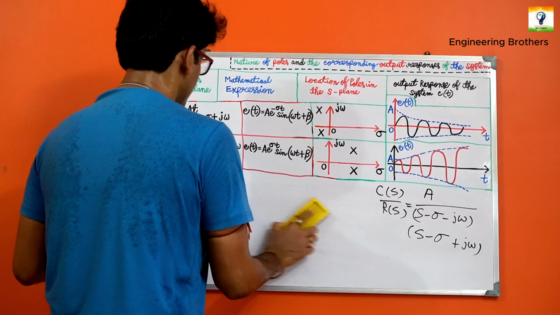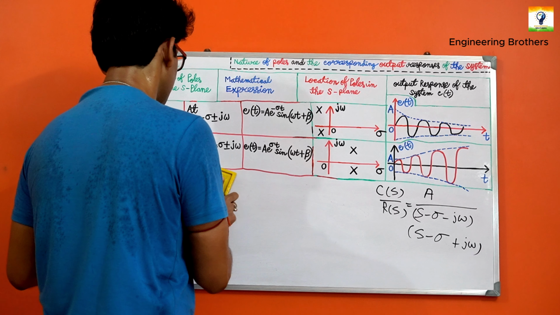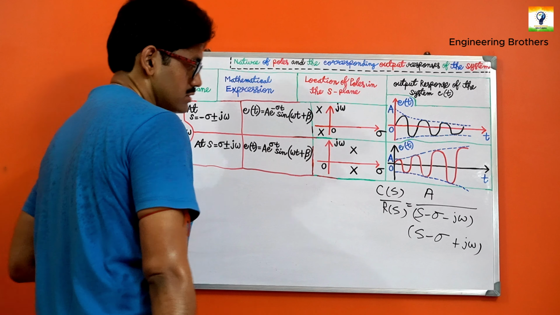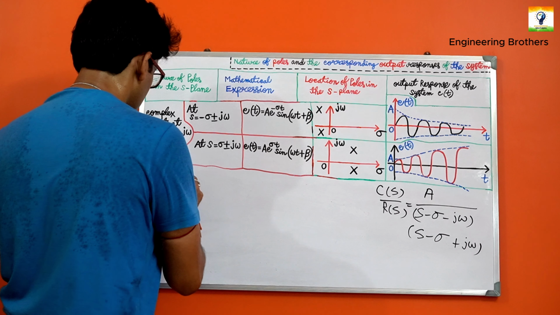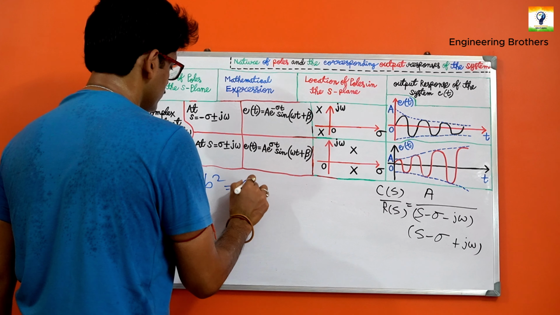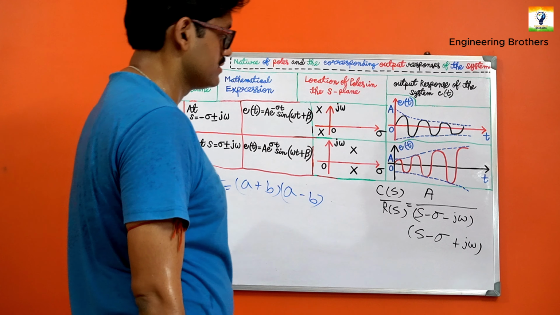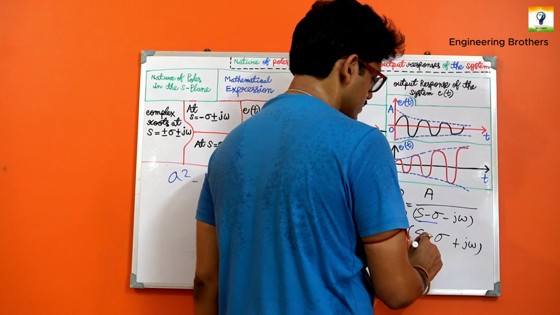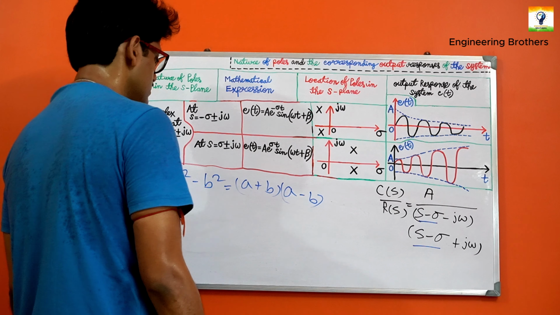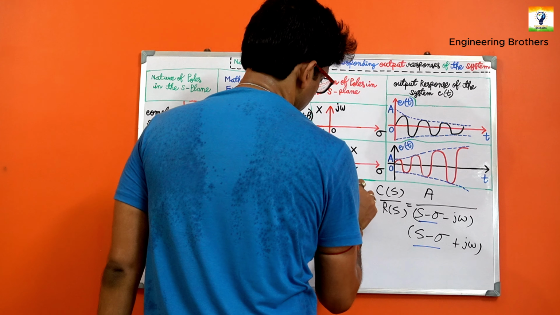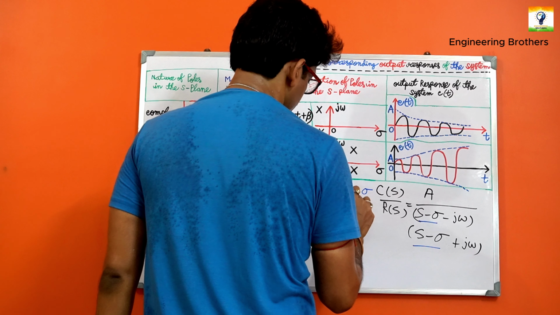Now let us solve that, and how to solve these given equations is the most important consideration here. According to our formulation, we know that a square minus b square will quite naturally be a plus b into a minus b, and here you can say that this one is our a and this one will be our b. We have the a plus b, a minus b format, and in this case the a will be s minus sigma, and the b will be j omega.